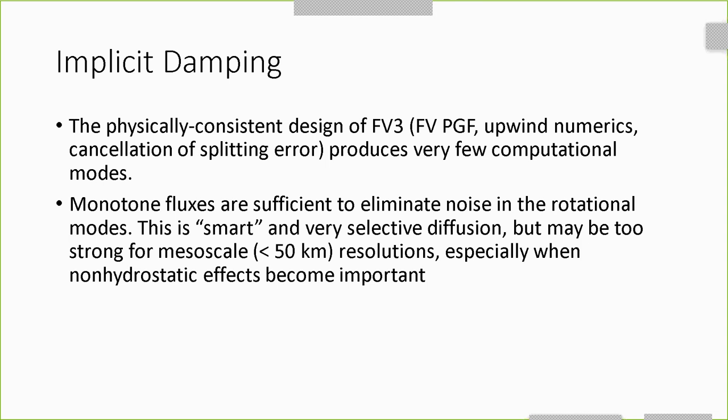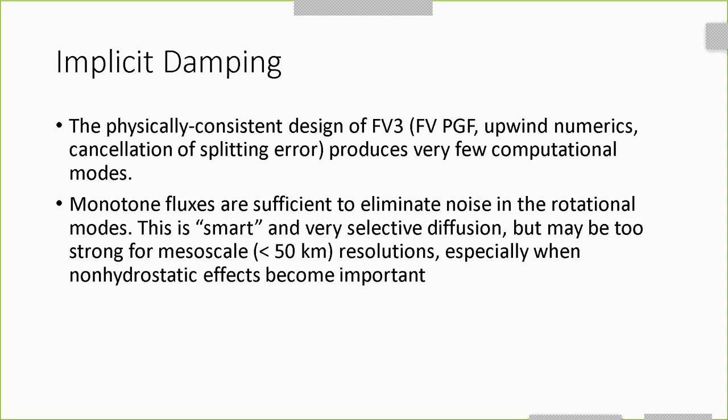All we need to do is apply monotonicity to the fluxes, and from that, we didn't need to add any additional diffusion to the prognostic variables. And this is a smart diffusion. That is what we call a nonlinear diffusion. The amount of diffusion being added depends on the flow itself. It's not just a linear diffusion coefficient like hyperdiffusion is. And so it's very selective. It won't be applied in regions where the flow is smooth.